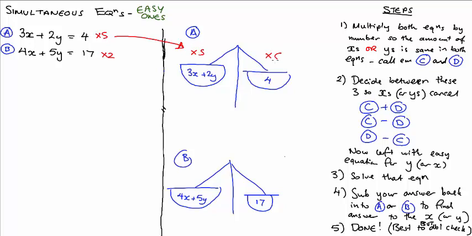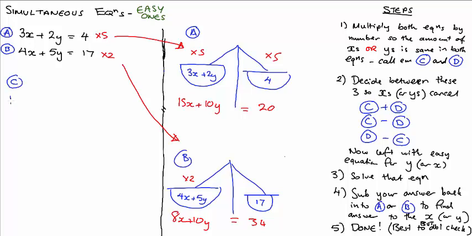So if I times this side by 5, can you see I'm going to get 15x plus 10y here? You see I times 4 by 5, I get 20. So that's how I transform that equation. On the flip side, this one is just this. So if I times this side by 2, I'll get 8x plus 10y. And on this side, I get 34. So that's the first thing I do. I'll call those two new equations C and D. So this is what C and D look like. It looks like 15x plus 10y equals 20. 8x plus 10y equals 34.